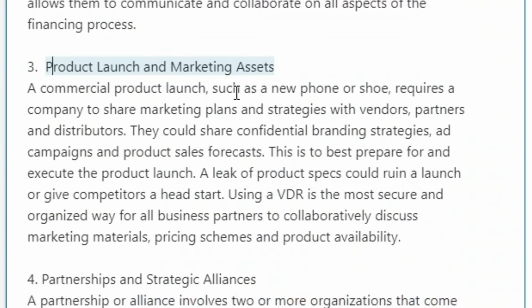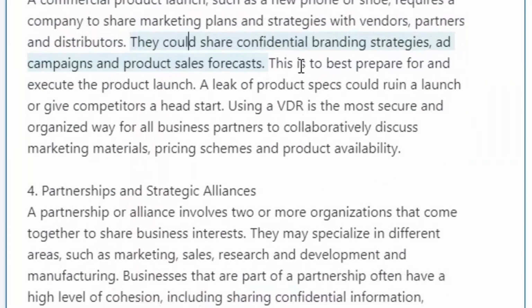3. Product launch and marketing assets. A commercial product launch, such as a new phone or shoe, requires a company to share marketing plans and strategies with vendors, partners, and distributors. They could share confidential branding strategies, ad campaigns, and product sales forecasts. This is to best prepare for and execute the product launch. A leak of product specs could ruin a launch or give competitors a head start.